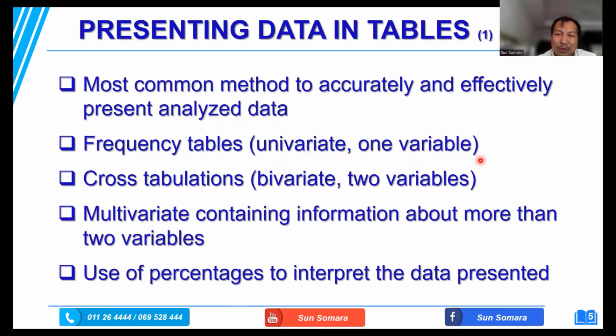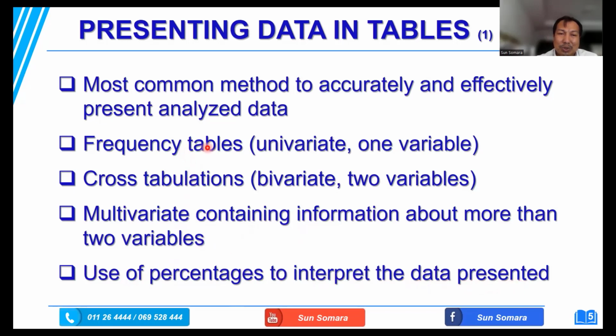univariate, or one variable, with one variable across tabulation. Bivariate, or two variables here. Multivariate, containing information about more than two variables. You will see in the example, no worry with this one. Use the percentage to interpret the data presented.